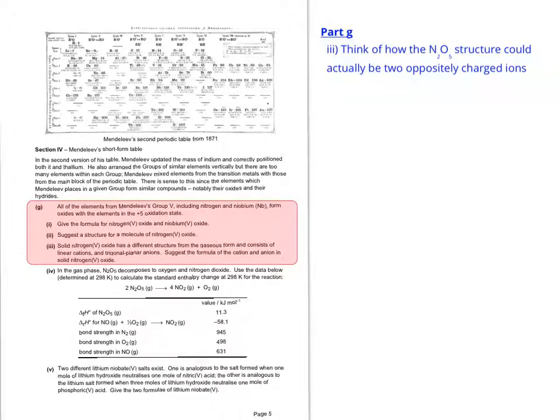In the next part, they say that solid nitrogen(V) oxide has a different structure from the gaseous form and consists of linear cations. So here you have to think about how the N2O5 structure could be divided into 2 oppositely charged ions. We looked at nitrate ions earlier on, when we were doing some equation balancing. You should be familiar with the nitrate ion, so that could be a starting point. And if you happen to have done any aromatics work, you'll have come across the nitration of benzene. And it's our old friend the electrophile, the nitro electrophile, NO2+, nitronium ion.